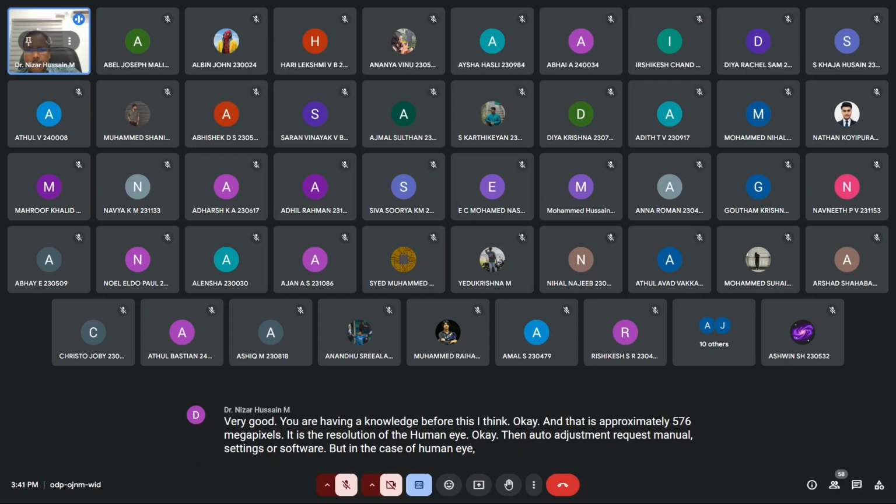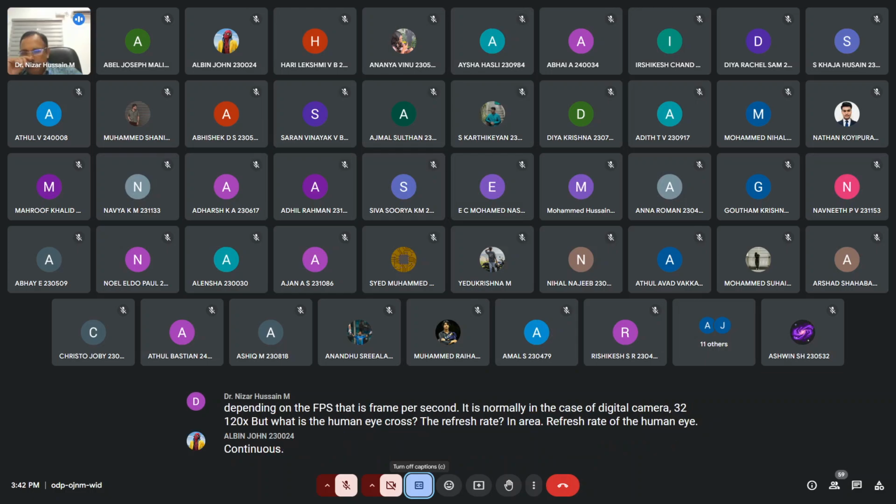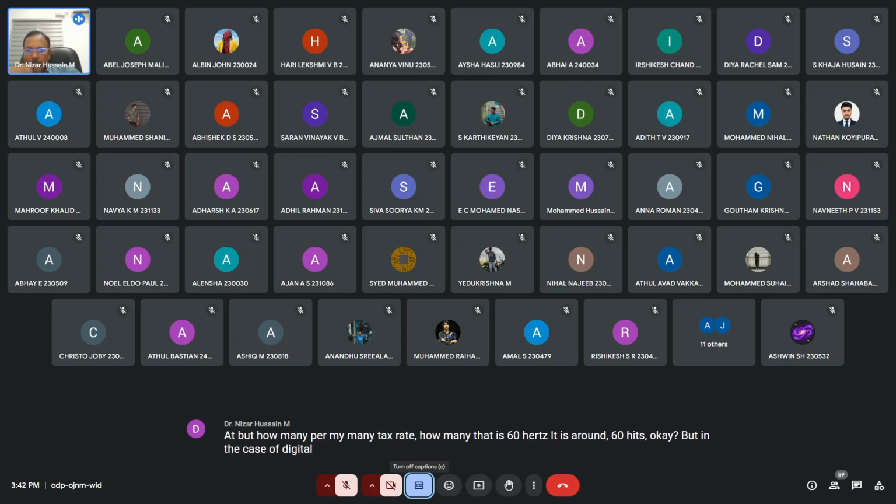But what is the refresh rate the human eye processes? Any idea? So it's continuous. But how many per second actually? That is around 60 hertz. In the case of a digital camera, it is 30 to 120 hertz, but the brain processes at about 60 hertz.